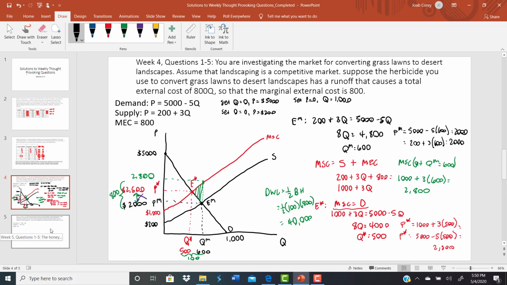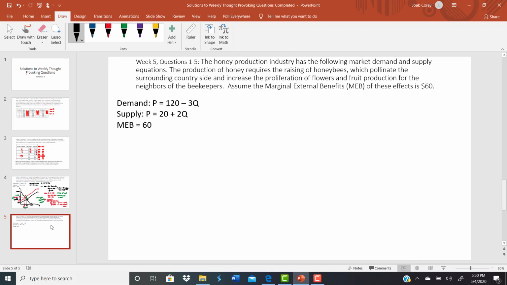All right, so with that in mind, let's move on to the last question, the one from week 5, which is kind of the mirror effect of this question in that we're looking at a positive externality and not a negative externality. This one reads that the honey production industry has the following market demand and supply equations that I give to you there. The production of honey requires the raising of honeybees, which pollinates the surrounding countryside and increases the proliferation of flowers and fruit production for the neighbors of the beekeepers. Assume the marginal external benefit of this is $60.